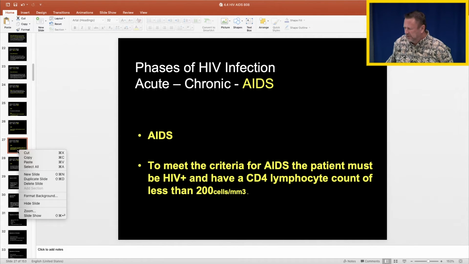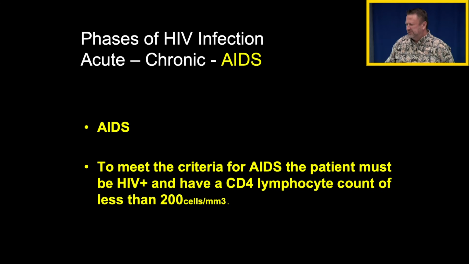That's what I want you to know right there. I'll just repeat myself. Again, I want you to remember the definition of AIDS. To meet the criteria for AIDS, the patient must be HIV positive and have a CD4 lymphocyte count of less than 200, and that's cells per cubic millimeter, cells per femtoliter.